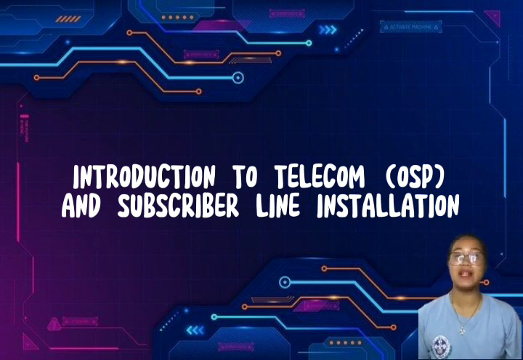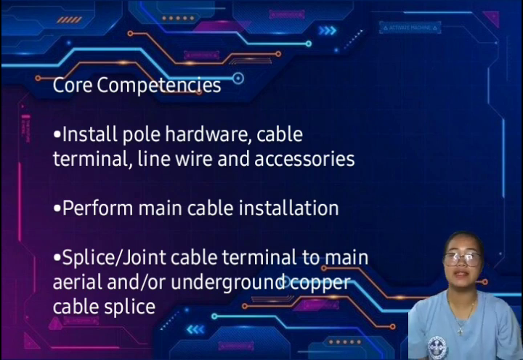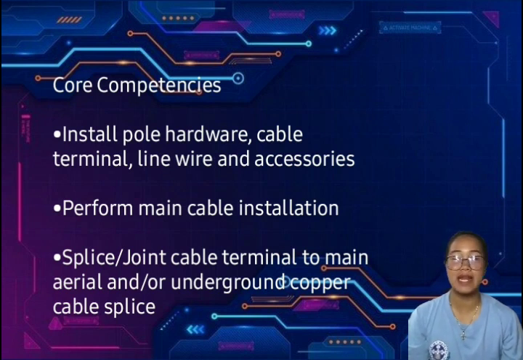and subscriber line installation. So the things that I'm going to tackle today are the core competencies and their unit codes. First, install pole hardware, cable terminal, line wire, and accessories. Second, perform main cable installation. Third, splice or joint cable terminal to main aerial and/or underground copper cable splice.